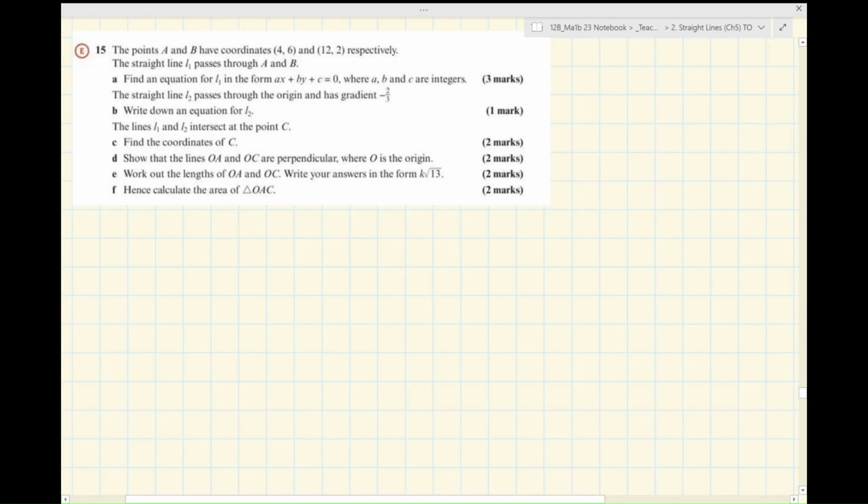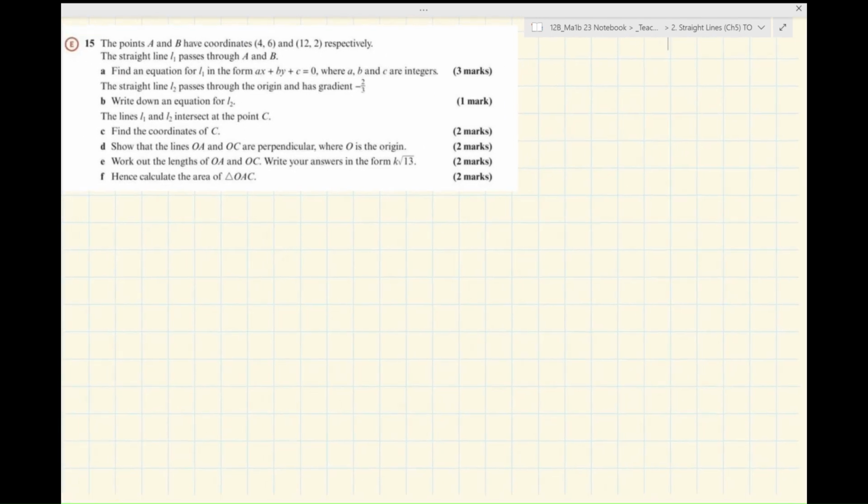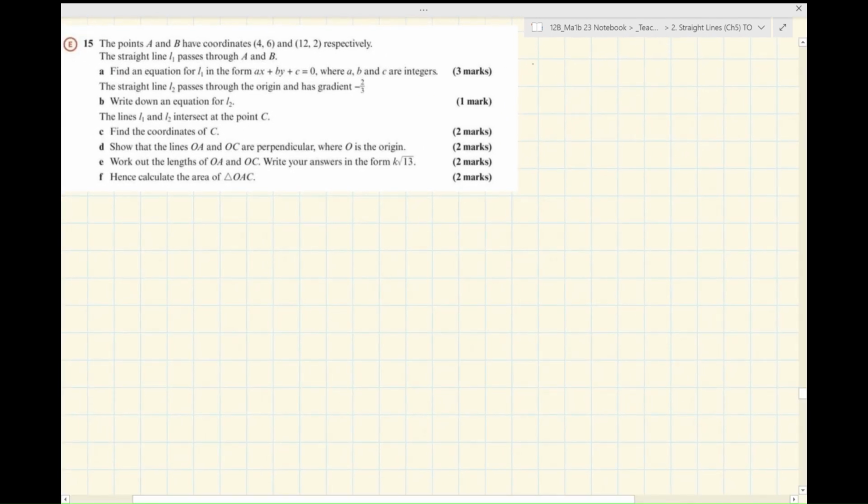Question 15. Okay, let's start with part A. I have to find the equation of the line which goes through point A and point B. Well, the gradient of that line is going to be 2 minus 6 over 12 minus 4, which is minus 4 over 8, which is minus 1/2.